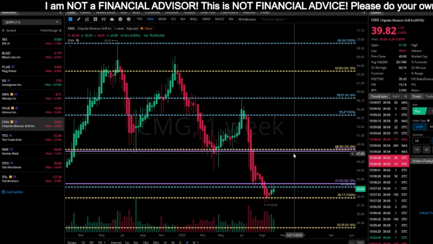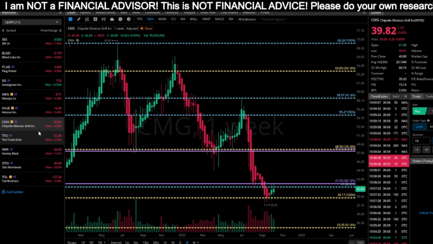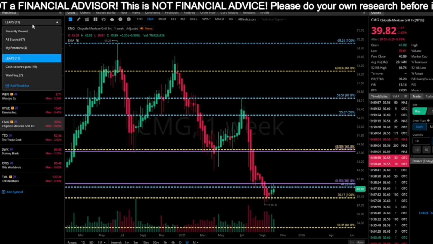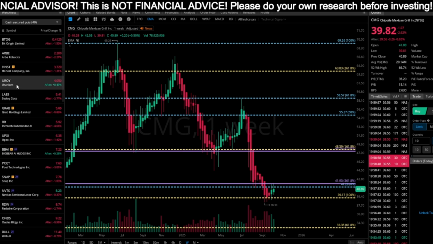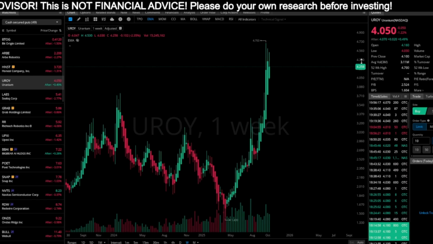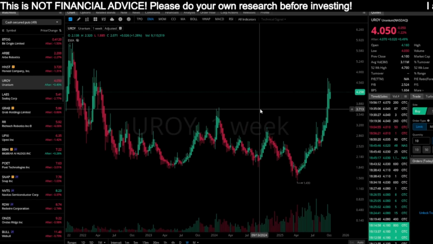So we'll see if it comes back up here. And I like just doing the fib levels. It's just support and resistance. It makes my life a lot easier here. So I go to the weekly chart first. So I'm looking at the weekly chart.